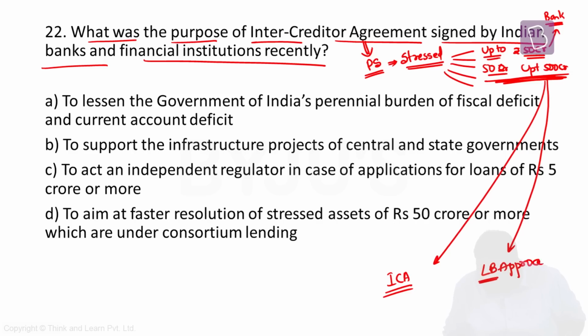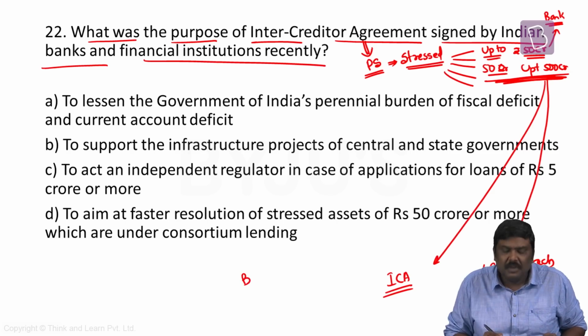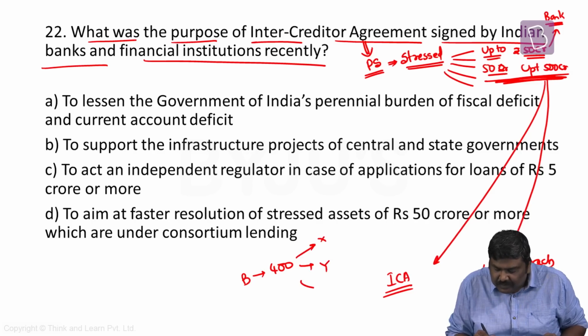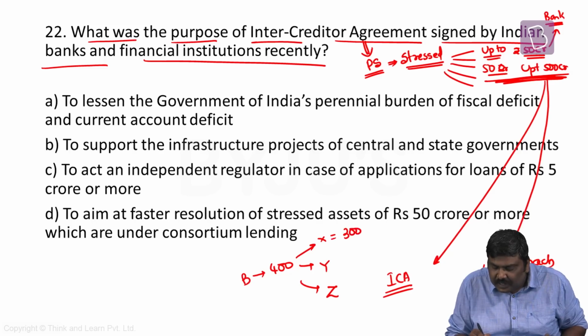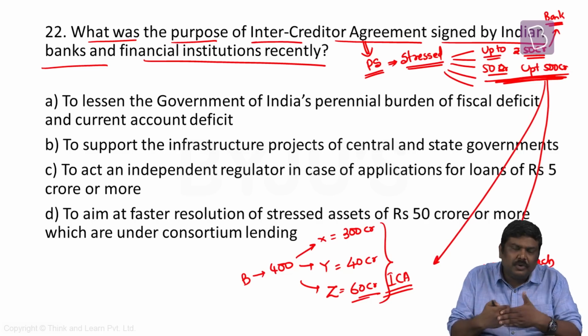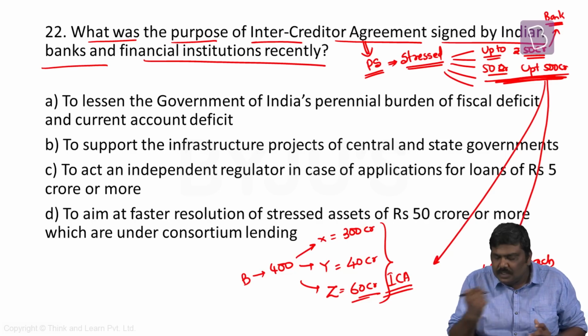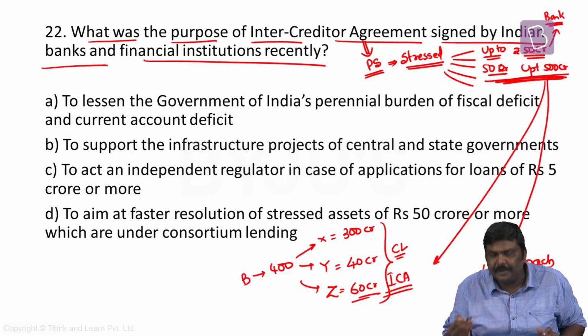Now, what is this lead bank approach? Let me give an example. Let's assume there is borrower B. He has taken a loan of 400 crore rupees, of which 3 banks have given loans: X, Y and Z. X has given a loan of 300 crore rupees, Y has given a loan of 40 crore rupees and Z has given a loan of 60 crore rupees. And whenever these kind of lenders come together to issue a loan, this is called consortium lending.